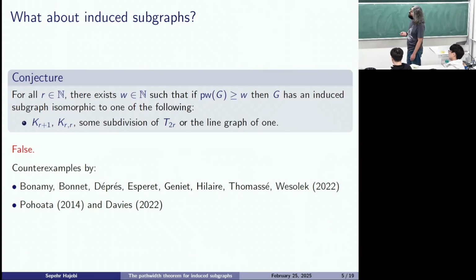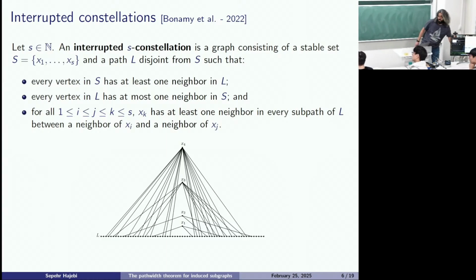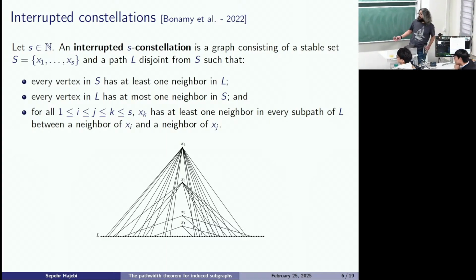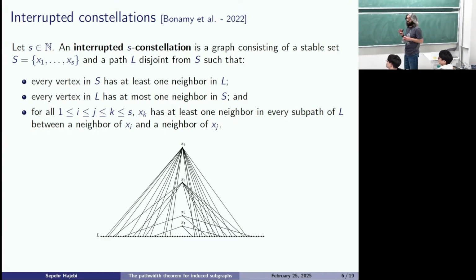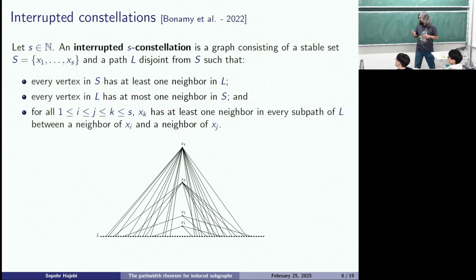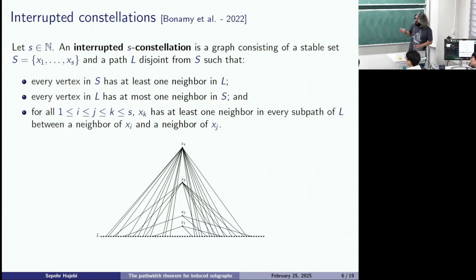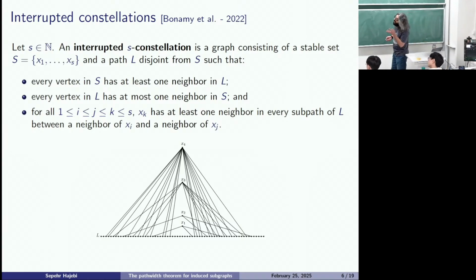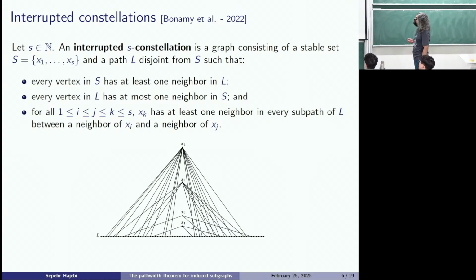So the first one, we ended up calling them interrupted constellations, which is a bit of a mouthful, but there are really solid reasons behind the naming. There's this whole machinery of constellations we developed with Maria and Sophie, which is a pretty useful tool we use quite often. But I'm not going to tell you about the details of that. Anyways, in interrupted constellations, we have this parameter S.